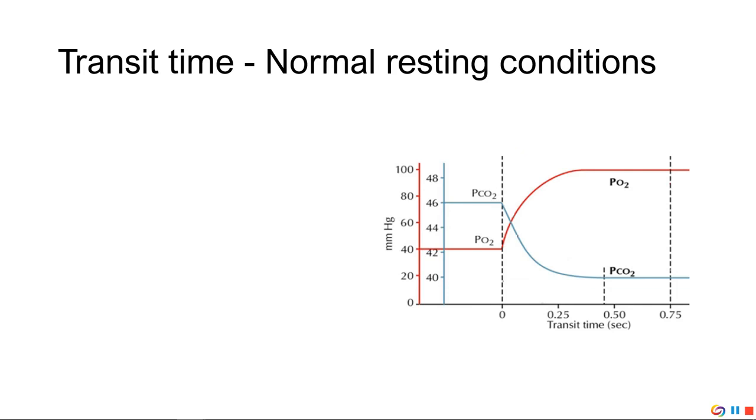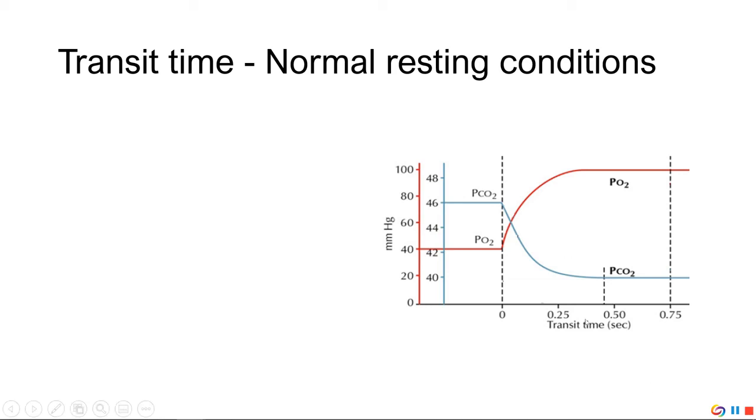So transit time is, before I go into this, just to remind you, or to tell you, transit time is how long a red blood cell is in the pulmonary capillary, which essentially means that's the amount of time that a red blood cell has for diffusion to occur.